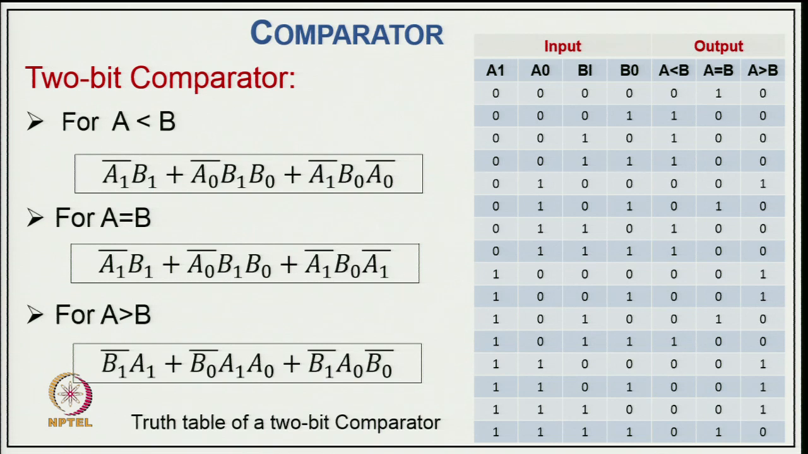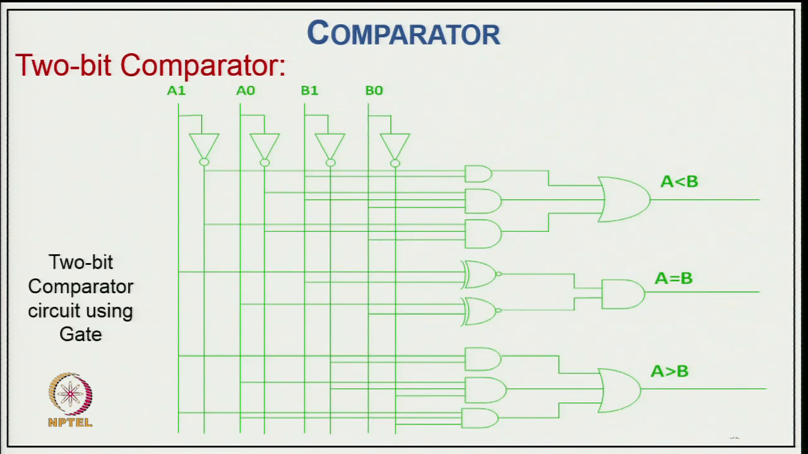So, these represent the truth table of the 2-bit comparator, and this is the logic gate circuit representation of that truth table, where this output represents A is less than B. Of course, A consists of 2 bits as well as B, A1 A0 and B1 B0, and this is the output we are getting for A equal to B, and this is A greater than B.